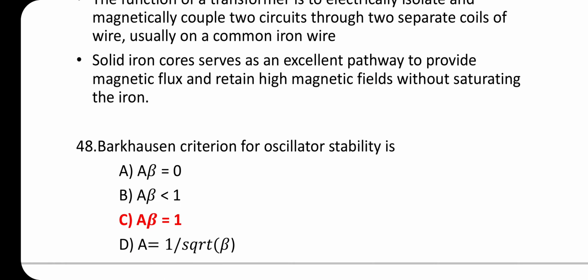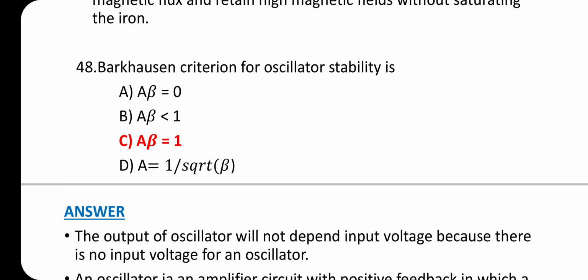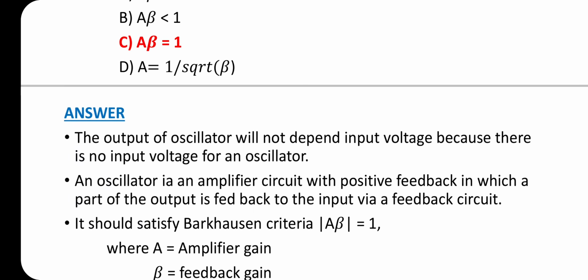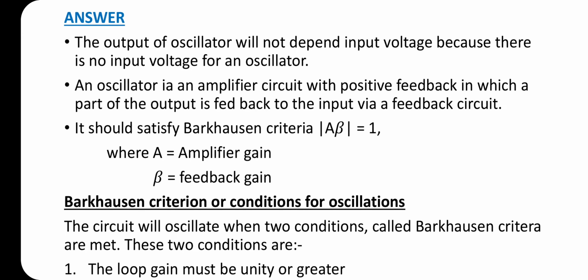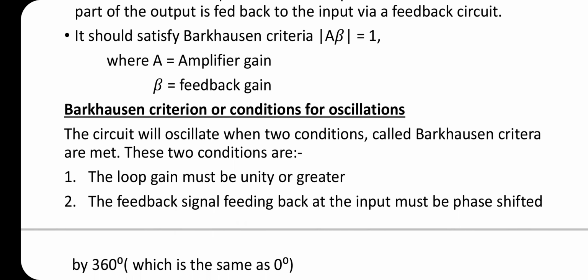Question number 48. Barkhausen criterion for oscillator stability is, answer is option C, A beta equal to 1. The output of oscillator will not depend on input voltage because there is no input voltage for an oscillator. An oscillator is an amplifier circuit with a positive feedback in which a part of the output is fed back to the input via feedback circuit. It should satisfy Barkhausen criteria, that is mod of A beta equal to 1, where A is the amplifier gain and beta is the feedback gain.